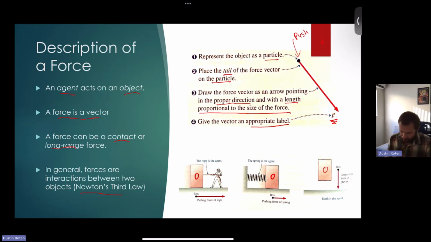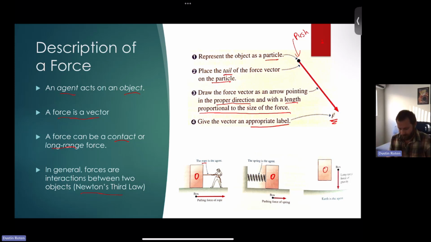So in this first example, the rope is the agent. Okay, I'll underline the word rope, but it is a little small. The box doesn't care that there's a person over there. We're just thinking about all of this from the box. So the box just knows that there's a rope attached to it, and this rope is applying a force.